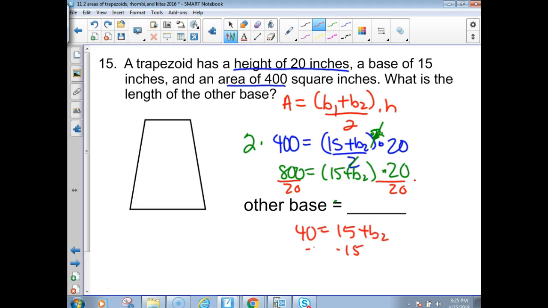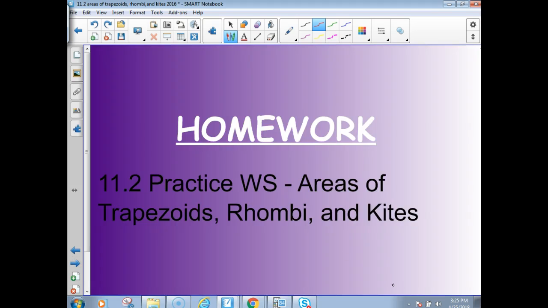Subtract 15. We get 25. And it would be in inches. I really didn't need to have the picture, but this would have been 20. One of the bases was 15. And they gave you the area was 400. We finished the problem. Homework.